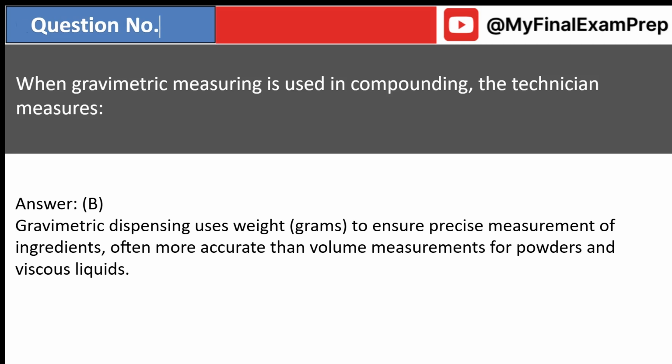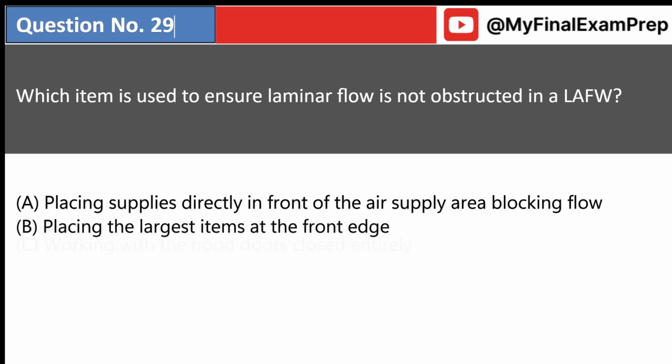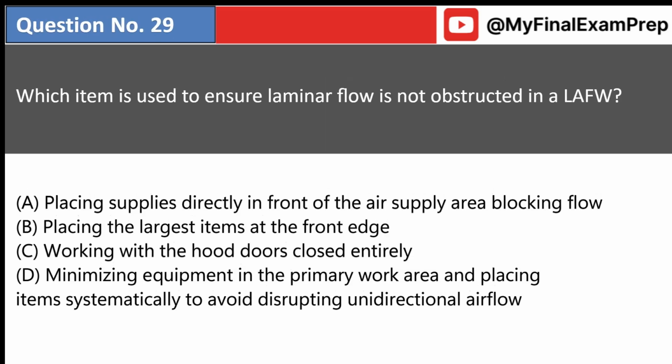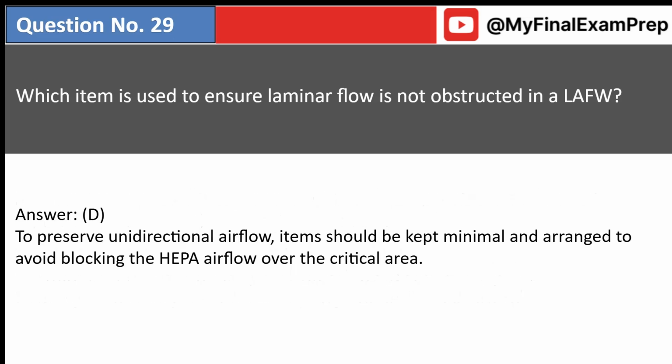Which item is used to ensure laminar flow is not obstructed in a LAFW? A. Placing supplies directly in front of the air supply area blocking flow. B. Placing the largest items at the front edge. C. Working with the hood doors closed entirely. D. Minimizing equipment in the primary work area and placing items systematically to avoid disrupting unidirectional airflow. Answer D. To preserve unidirectional airflow, items should be kept minimal and arranged to avoid blocking the HEPA airflow over the critical area.